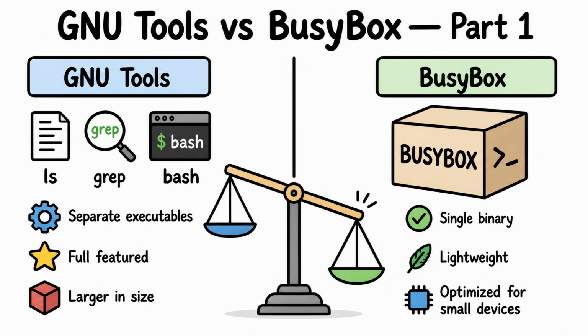Now, here's something really important to understand. The difference between GNU tools and Busybox. GNU tools like GNU grep, GNU tar, GNU bash are the full-featured, fully loaded versions of Linux command line tools. They're packed with every option, every flag, every feature you could ever want. They're perfect for developer workstations and full desktop Linux systems. But they're large, and they depend on libraries, and they come as separate executables. Busybox, on the other hand, is a single executable with lighter weight implementations of those same tools. It deliberately trades some advanced features for a dramatically smaller footprint.